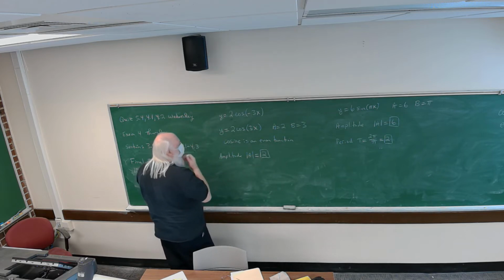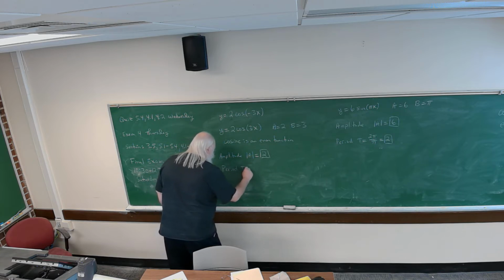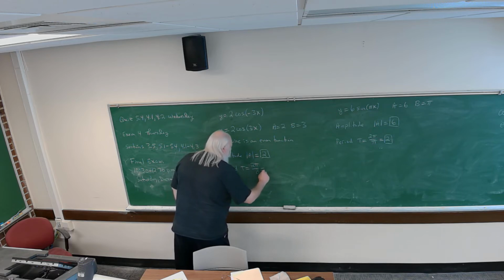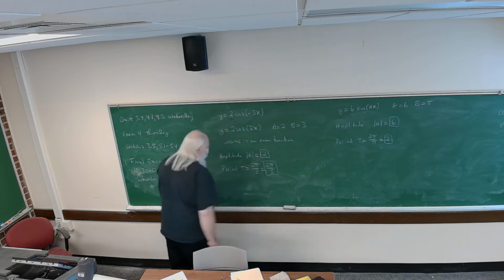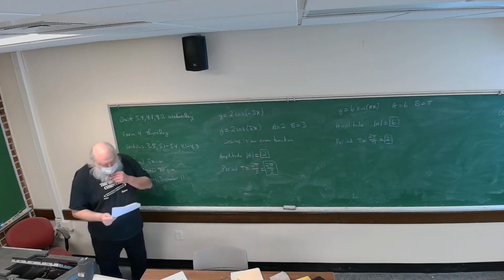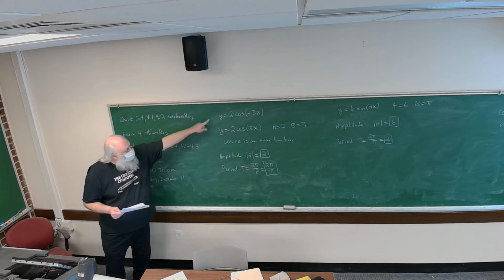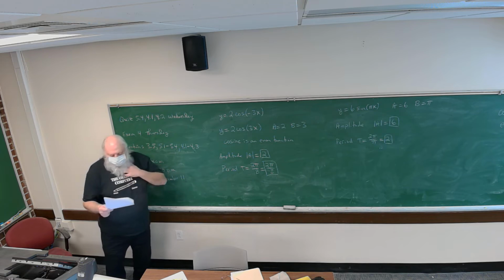And the period T is equal to 2 pi over B, which is positive now, and B is equal to 3. So the period is 2 pi over 3 radians. The graph of either of these equations repeats itself every 2 pi over 3 radians.